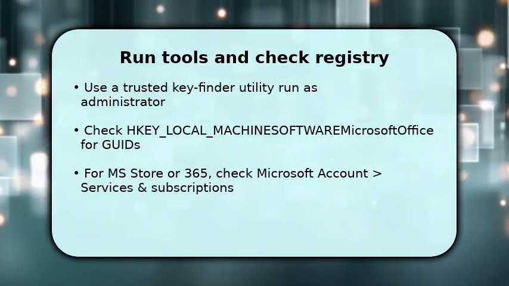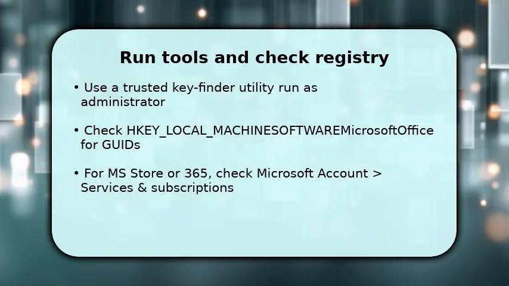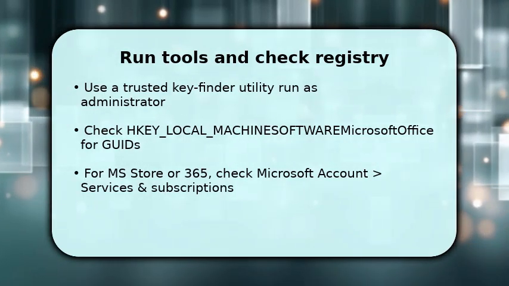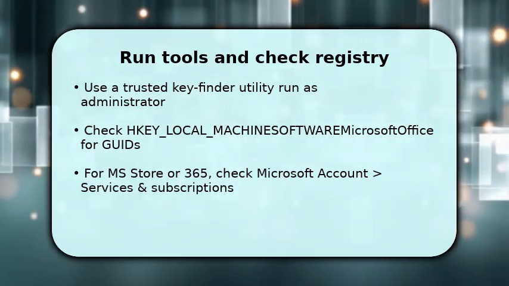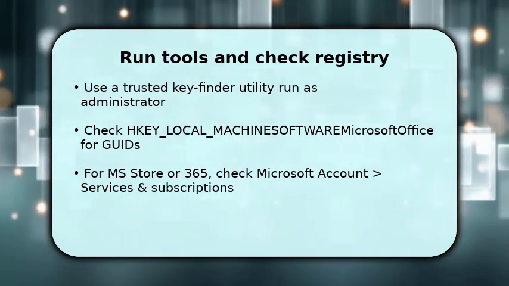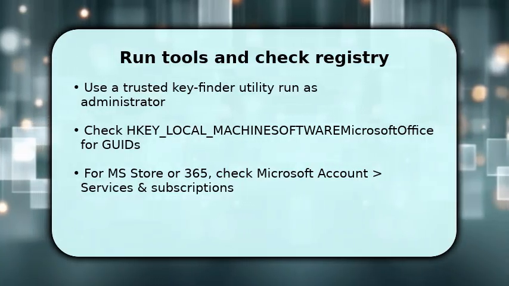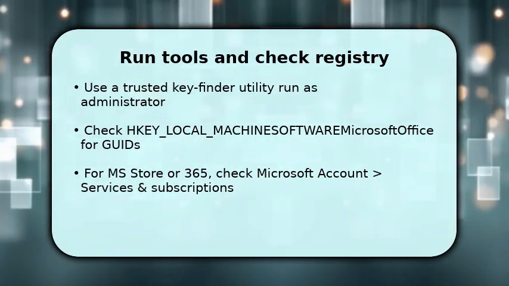Alternatively, open Regedit and navigate to the Office GUID under HKey Local Machine. You'll often find an encrypted key or last 5 characters. For Microsoft Store or Microsoft 365 installs, head to your Microsoft Account Services and Subscriptions page instead.